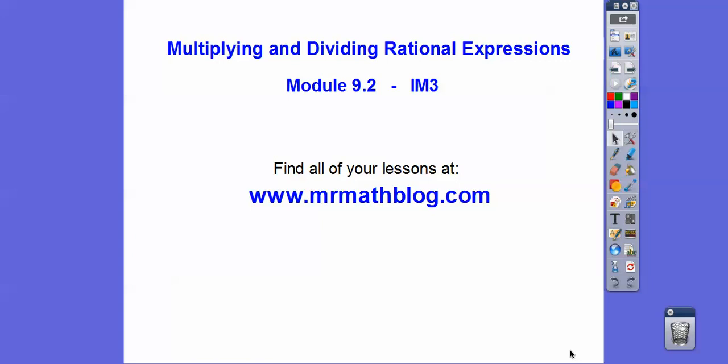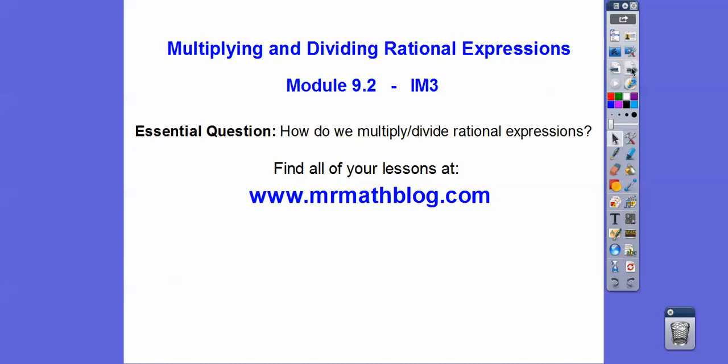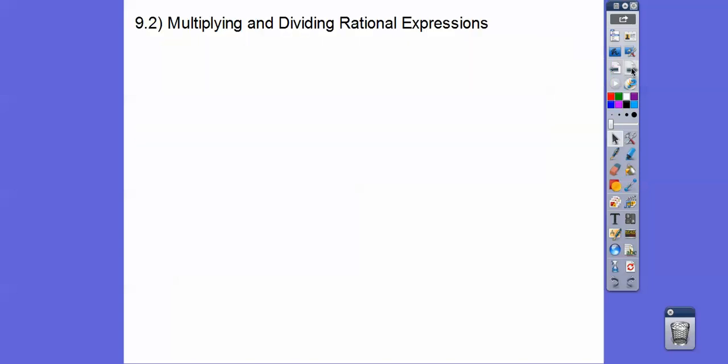Hey folks, this lesson: multiplying and dividing rational expressions. This is, I think, a little easier than adding and subtracting. At least my students find this easier. Anyway, so here's our question: how do we multiply and divide rational expressions? Okay, so here we go.